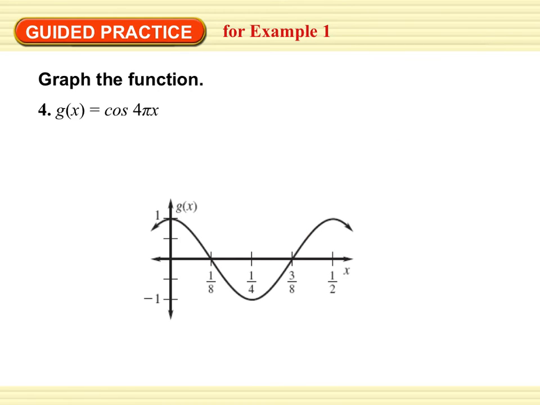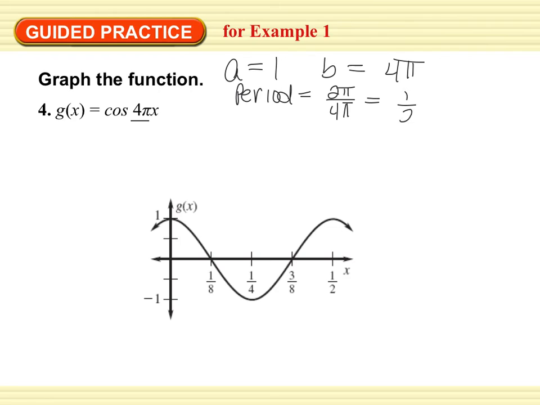Okay, last one. So here my amplitude is, gosh darn it, my amplitude is 1 and my b is 4π. So the period is 2π/b, which equals 1/2. That's tiny, right? So let's break that up.